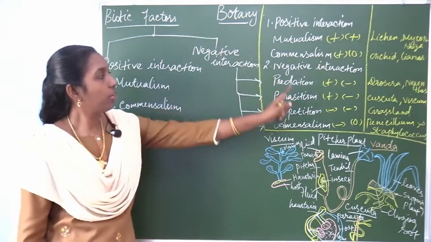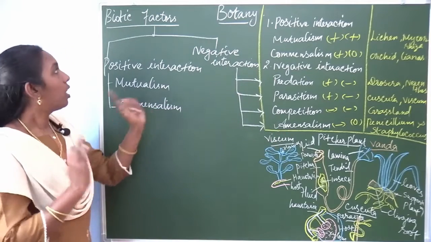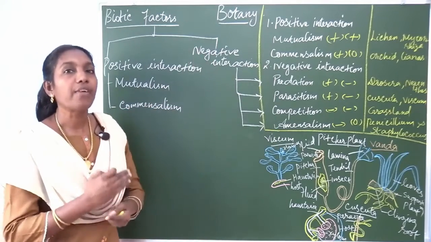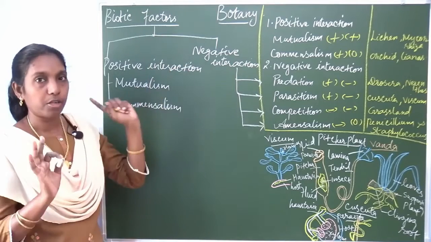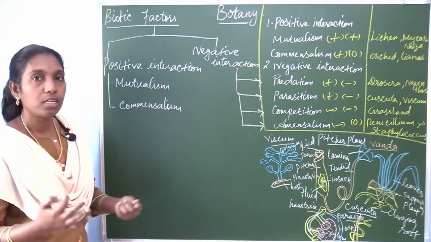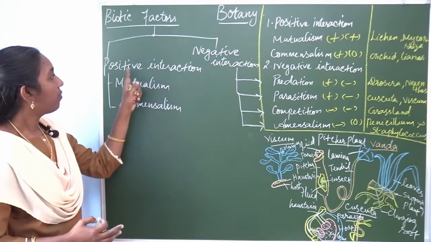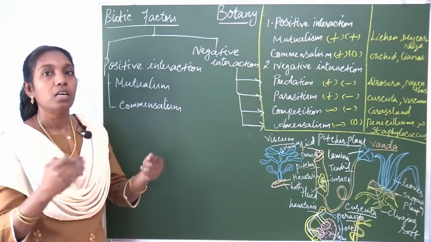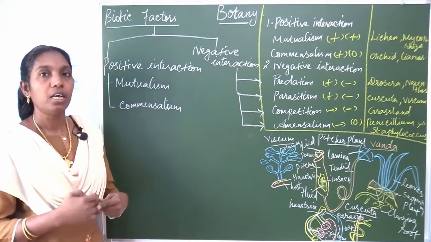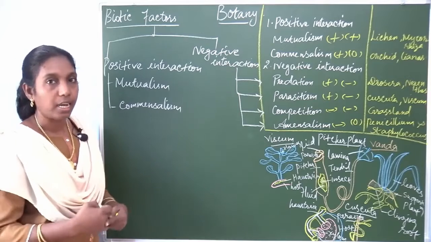So this is the flow chart. First you learn this flow chart. This is very important, a 5 mark question. What are the biotic factors? It's classified into positive and negative interaction. First, what is a biotic factor? Interaction between living organisms like plants and animals.